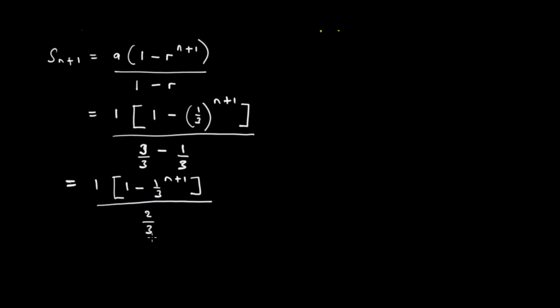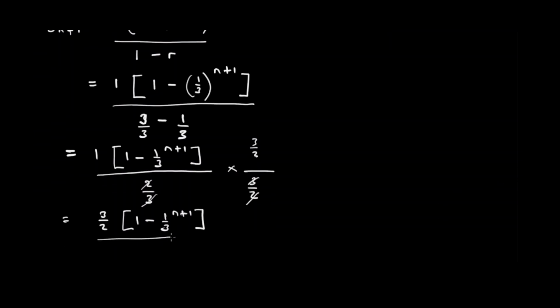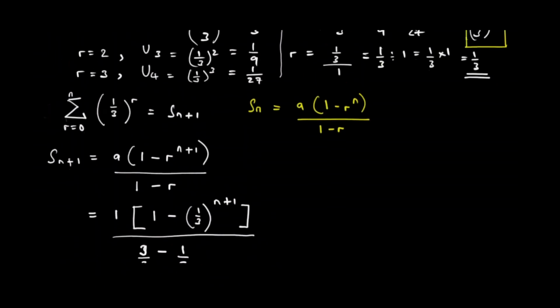What can we do? What if we rationalize? It means we multiply the bottom by 3 over 2 and the top by 3 over 2, so the 2s cancel and the 3s cancel. So our final answer is actually 3 over 2 times 1 minus a third to the power n plus 1. We can write it like so. This is our answer.